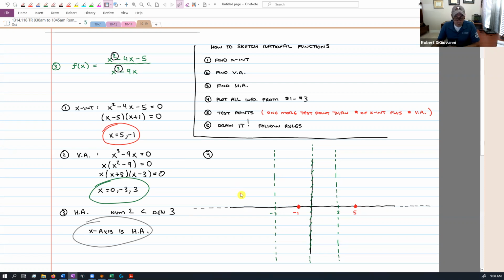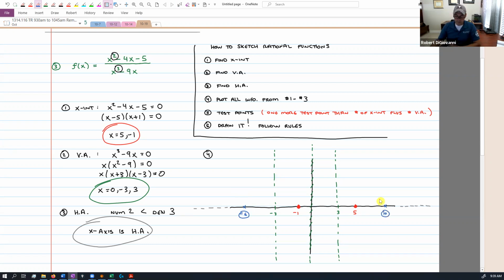Okay, now we need test points. So the test points, this is always confusing to students, how many of them you need and where they should be. So here's one way to look at it, if this makes it easier. You're always going to need one test point on each edge. So something over here, maybe -6, and something way over here, like maybe at, let's say, 10.